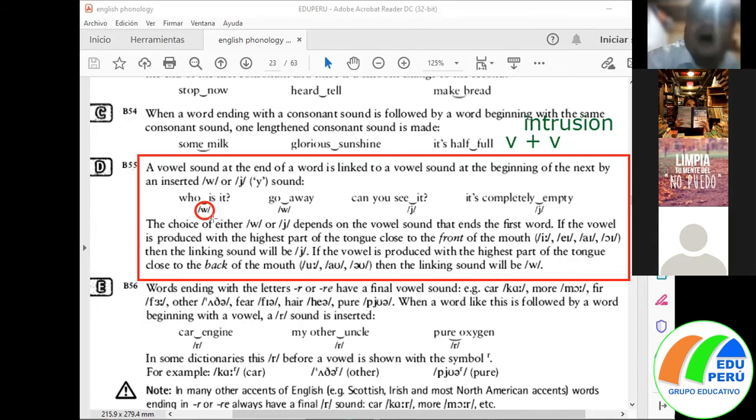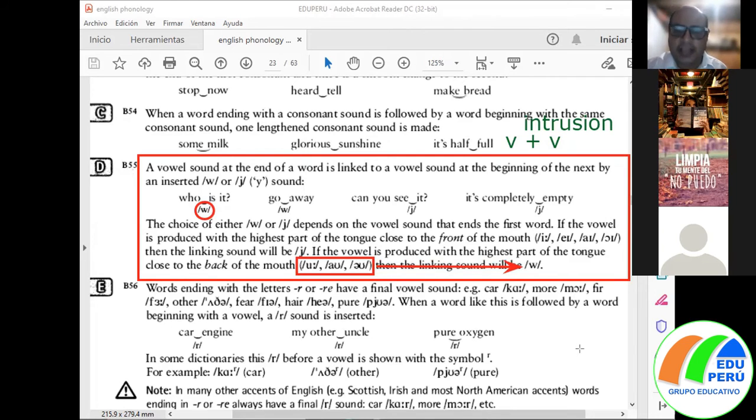Now, when do we use wa and when do we use ya? Notice, we use the consonant wa when the first word finishes in the vowels u, ow, o. You use the consonant wa to connect to the other vowel sound in the next word. Remember, when the word finishes in u, o, you're going to use the consonant wa.